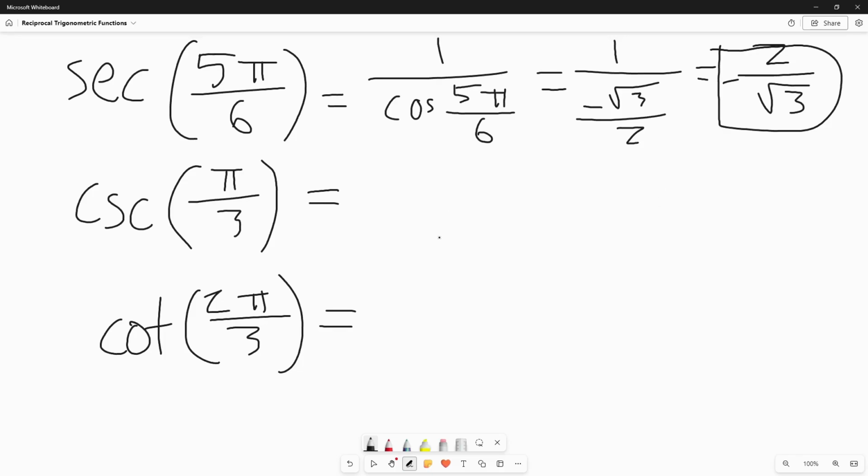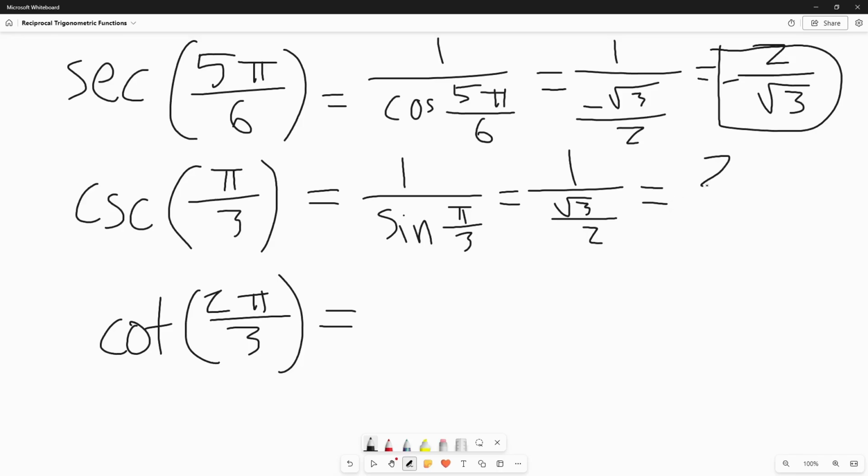And now let's do cosecant of pi over 3. Cosecant is a reciprocal of sine, so we would need to write 1 over sine and then pi over 3. And sine of pi over 3 is square root of 3 over 2, so let's write that at the bottom. And this is pretty similar to last problem, except it's not negative, and we need to multiply both sides by 2 to get rid of the fraction. And this is equal to 2 over square root of 3.